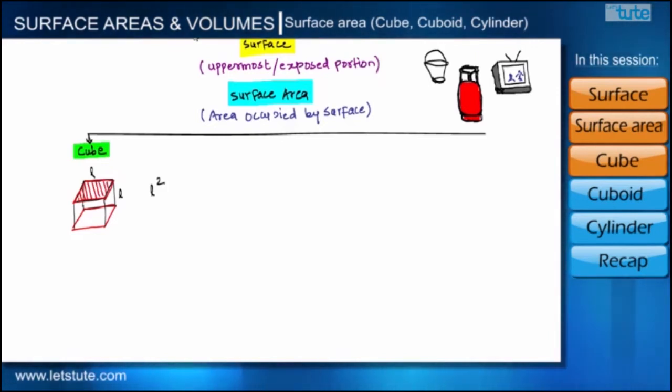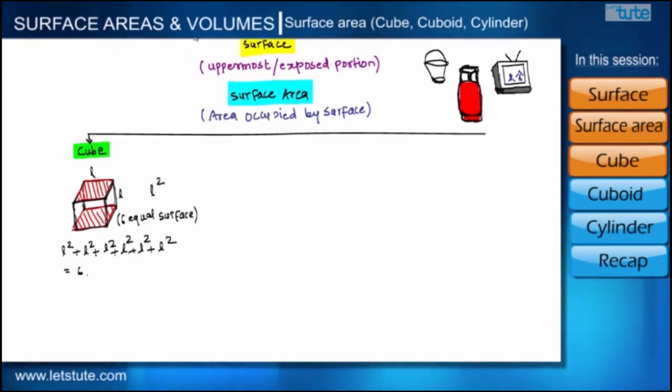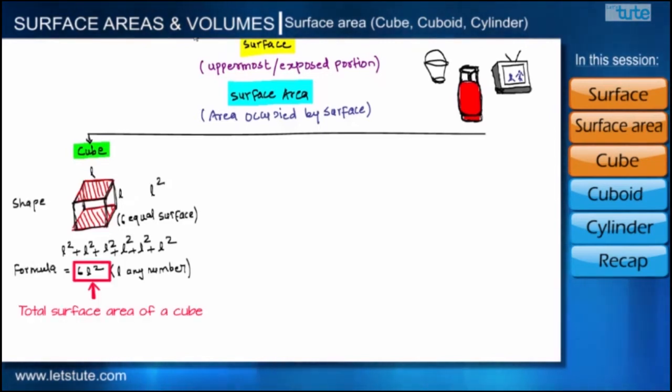So in the shape of a cube, we can see that there are a total of 6 surfaces, and all the surfaces have the same area, L square: top and bottom, and 4 walls. We have used 6 surfaces having the same area, L square. So the total area would be L square plus L square, 6 times, and we would get 6L square. So 6L square would be the total surface area of this cube having length L, where L can be any number.